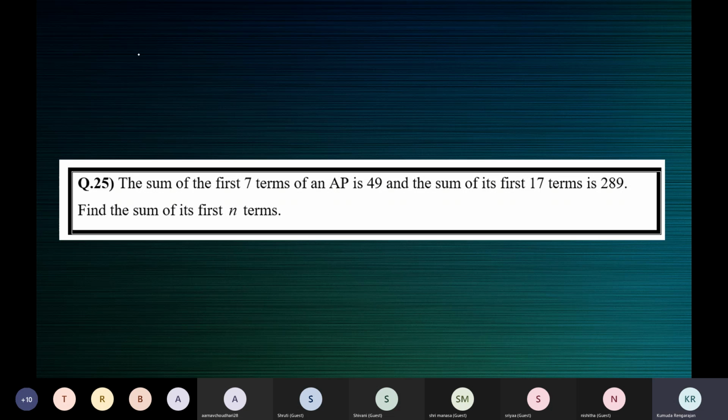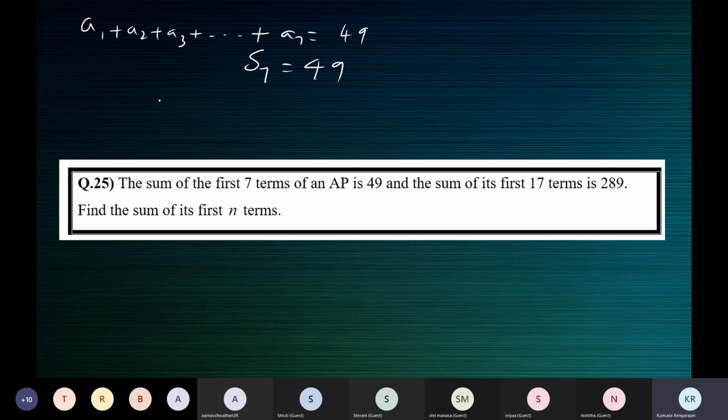So how do we symbolically write the sum of the first 7 terms of an AP is 49? S7 is equal to 49. Very good. S7 is equal to 49, not A7. A7 means the 7th term. The 7th term is not 49. The sum of the first 7 terms, that means A1 plus A2 plus A3, the sum of the first 7 terms is 49. So S7 is 49.